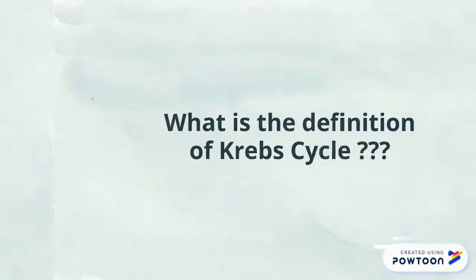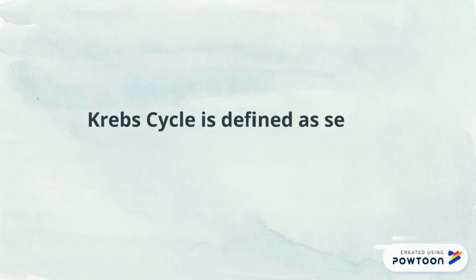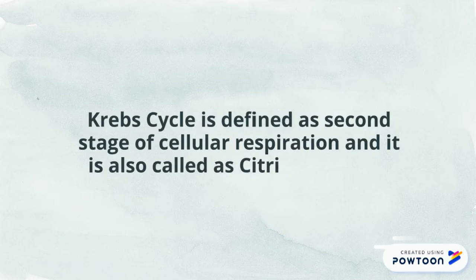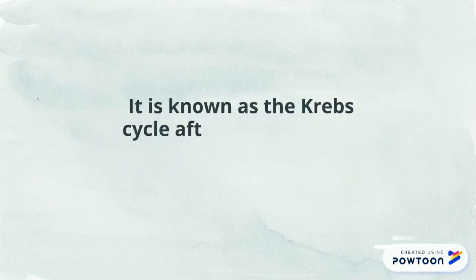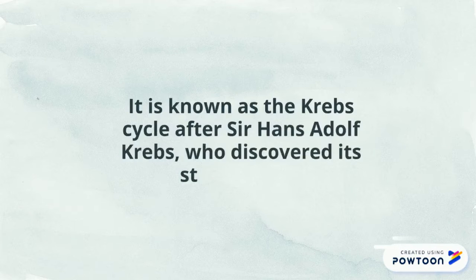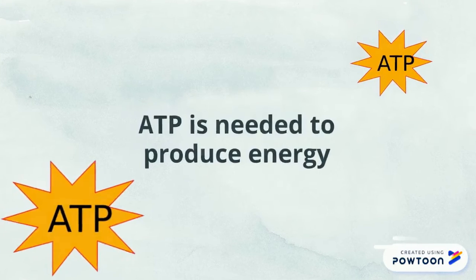The second stage, Krebs cycle. What is the definition of the Krebs cycle? The Krebs cycle is defined as the second stage of cellular respiration, and it is also called the citric acid cycle. It is known as the Krebs cycle after Sir Hans Adolf Krebs, who discovered its steps in 1937. ATP is needed to produce energy.